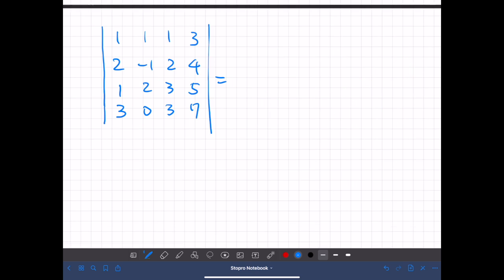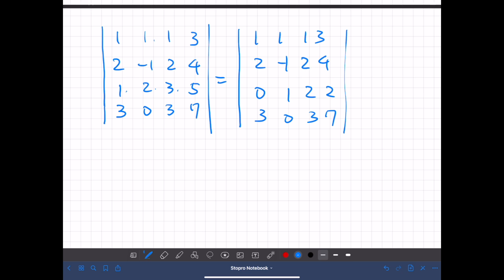So if we subtract the first row from the third row, what we have is 1, 1, 1, 3. The second row is the same. And for the third row, 1 minus 1 is 0, 2 minus 1 is 1, 3 minus 1 is 2, 5 minus 3 is 2. And the fourth row stays the same.